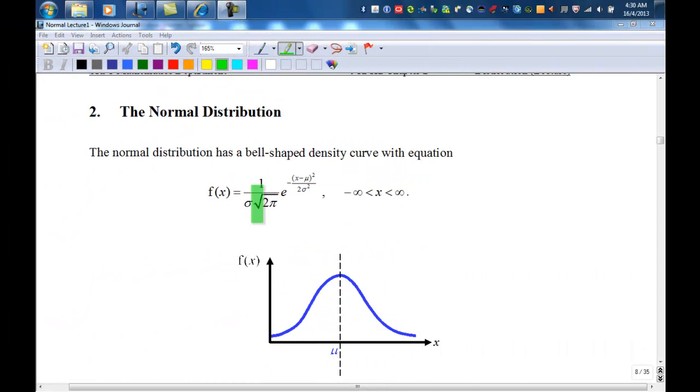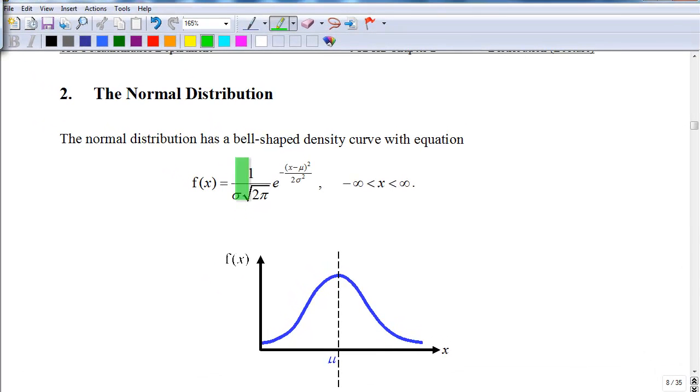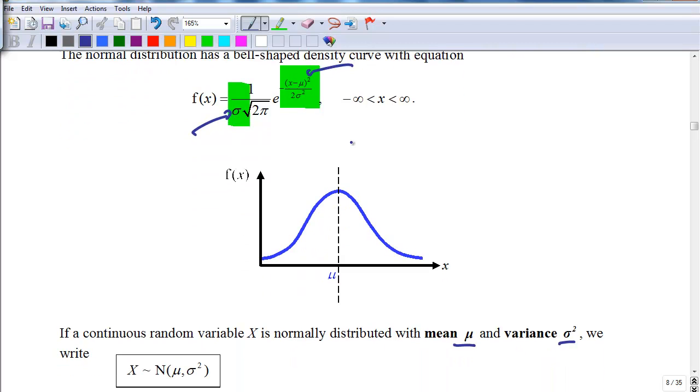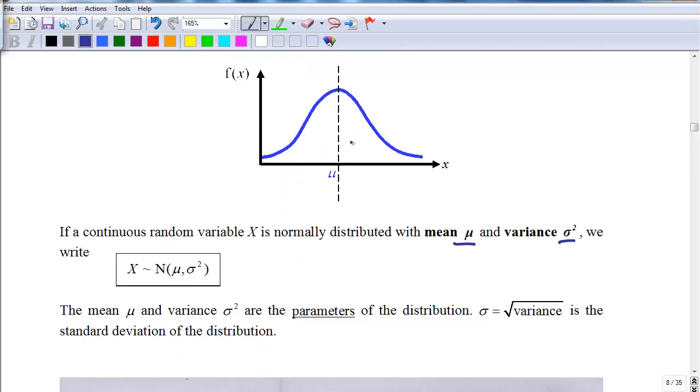Now, going back to the equation of a normal distribution, you can see that actually there are some variables here that help define the shape of the curve. There is a sigma and there's a mu here. Actually, these two variables are the variables that we need to state every time we say that x is a normal distribution. The mu in the equation is actually the mean of the normal distribution, and the sigma square is actually the variance of this normal distribution.